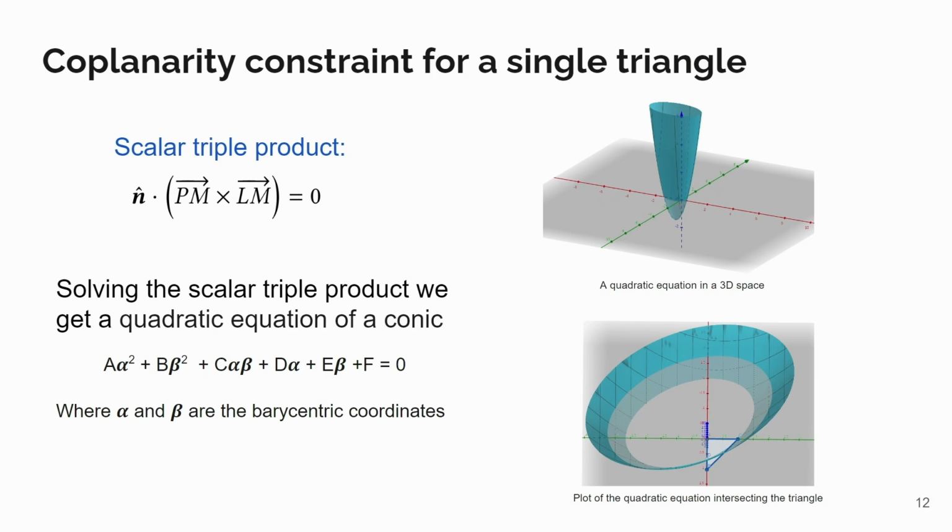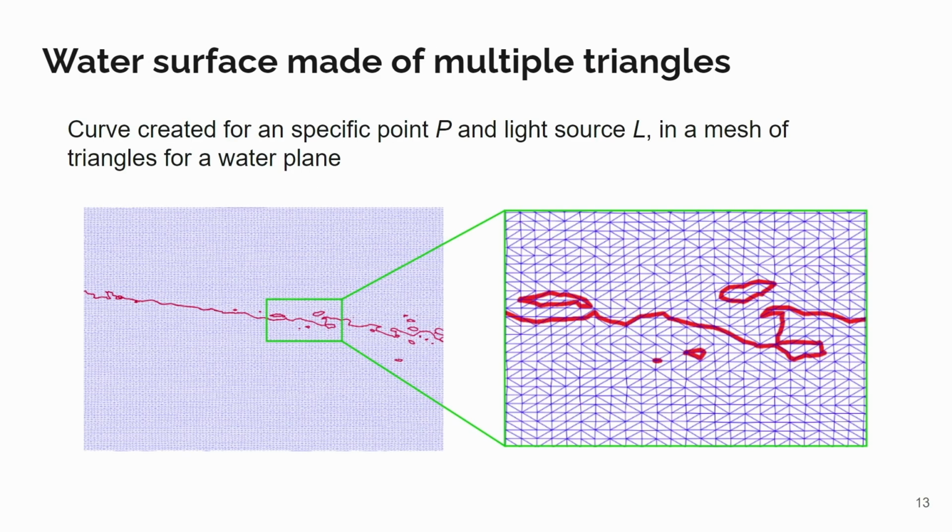That's a parabola, and it's in 3D, but we actually don't care about all of the values of alpha and beta. We are just interested in what happens inside the triangle. So we only care about what's between 0 and 1, and also when this conic intersects the triangle. So we only care about this part here. And as you see, it's going to form a curve that is mapped into the triangle. So we can do this for each one of the triangles in the mesh.